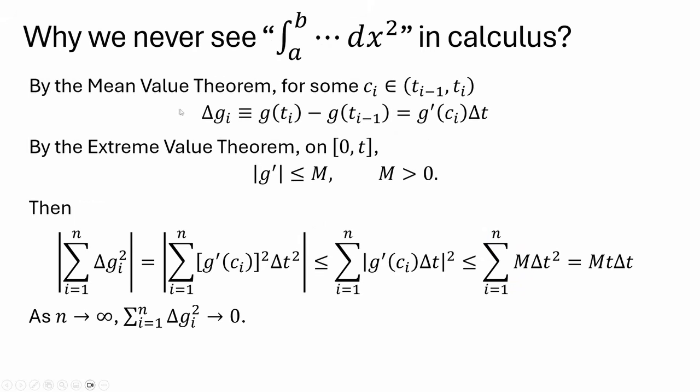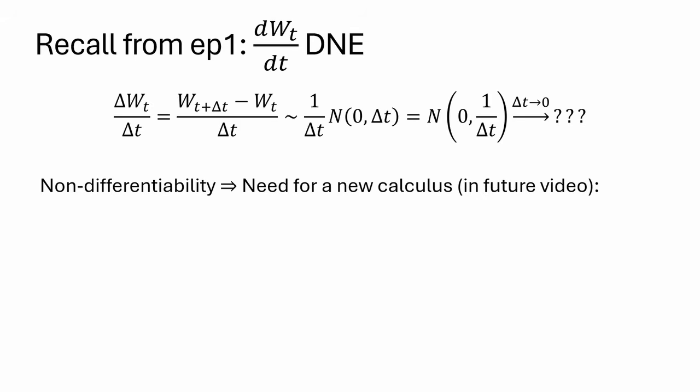Going back to the main proof, we can see that the mean value theorem and the extreme value theorem play a major role here. The mean value theorem allows for linear approximations of the function g, and it rests on the assumption that g is smooth. The extreme value theorem, on the other hand, bounds the derivative. None of those things are true for Brownian motion. Recall, the Brownian motion is nowhere differentiable.